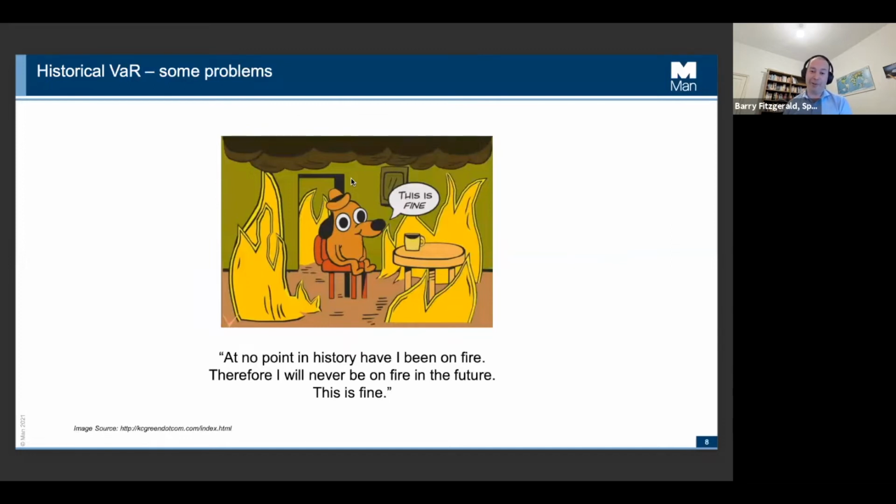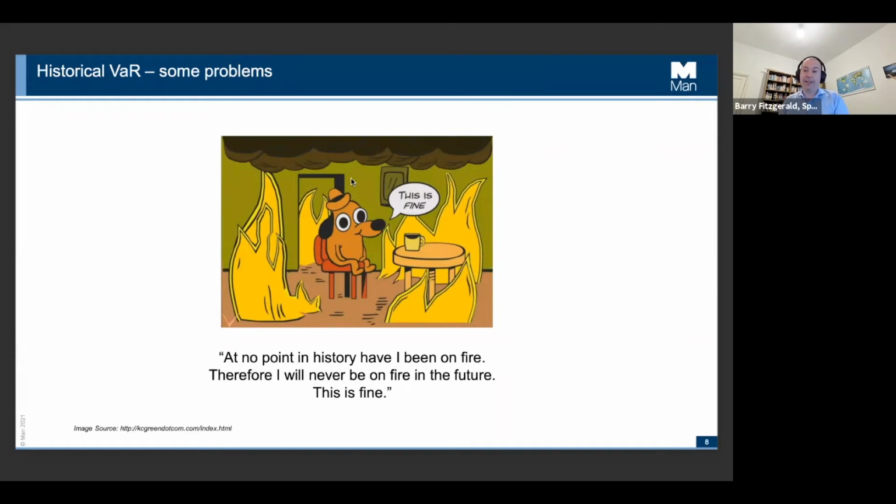This illustrates one of the problems here, that the past history of something happening doesn't necessarily mean it's not going to happen tomorrow. A really good example of this is companies. We know companies go bust and go out of existence all the time. But for a company we've invested in, by definition, it still exists. So even though we know there is some chance of it going bust tomorrow, that won't be represented by our historical value at risk model. And that's a problem that we want to fix.